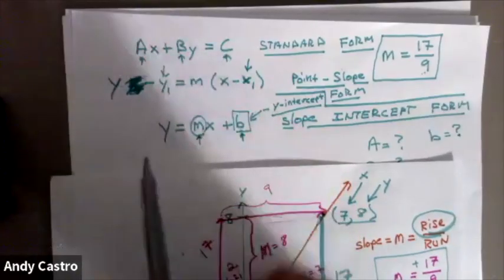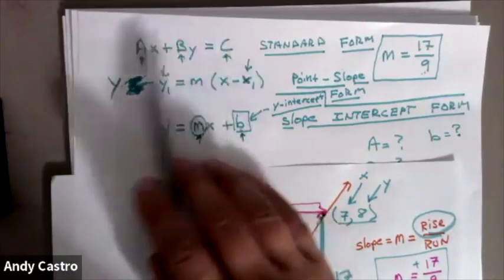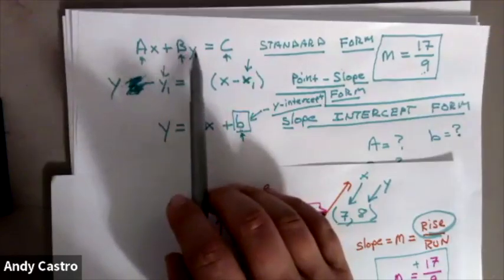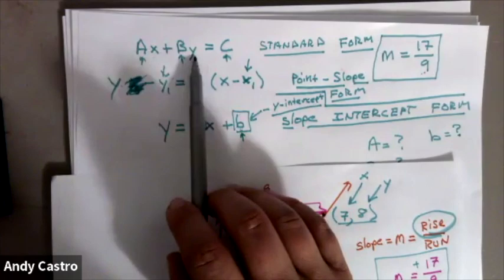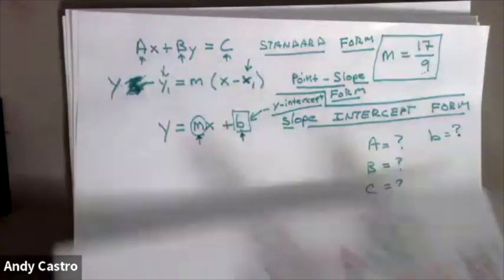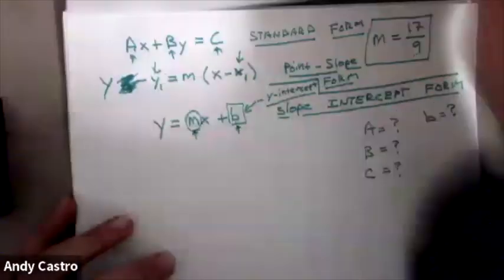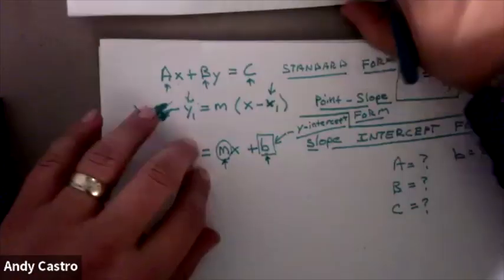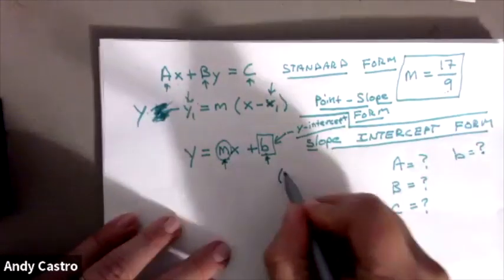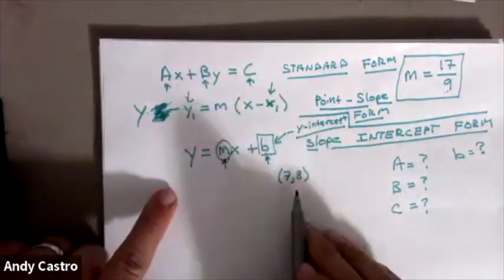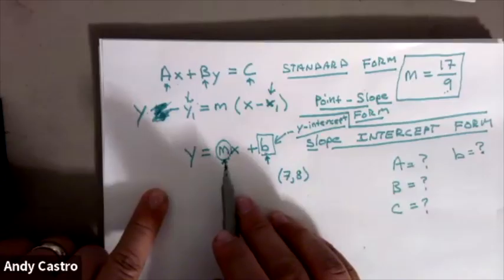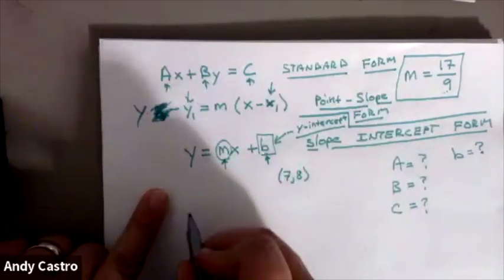And that's helpful because if we start with an equation like this, then if I plug in one number for x, I can get a different number for y. Okay? All right, so back to this. We want to find the y-intercept. So I'm going to use the point 7, 8. I'm going to plug in 7 for x, 8 for y, and I know my slope. My slope is 17 over 9. So let's look at that.